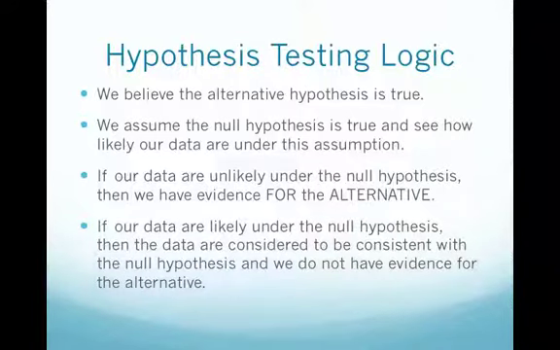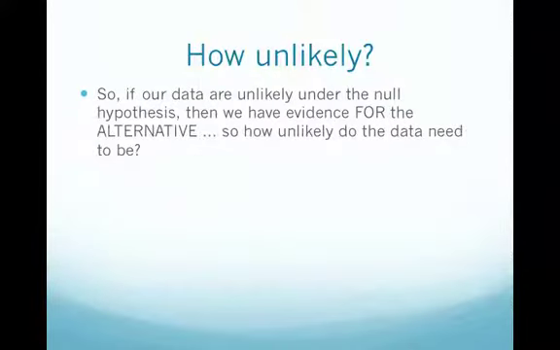If our data are likely under the null hypothesis, then our data are considered to be consistent with the null hypothesis, and we do not have evidence for the alternative. So if our data are unlikely under the null hypothesis, then we have evidence for the alternative.